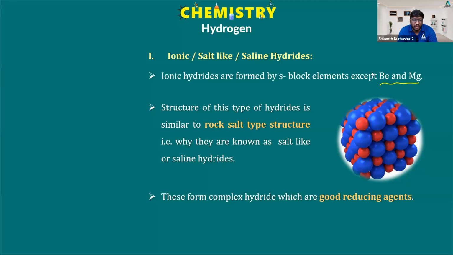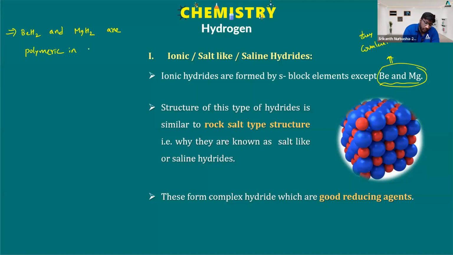Beryllium and magnesium also form the respective hydrides, but they form covalent hydrides. Also BeH2 and MgH2 are polymeric in nature. Beryllium hydride, BeH2, and magnesium hydride, MgH2, are polymeric in nature.